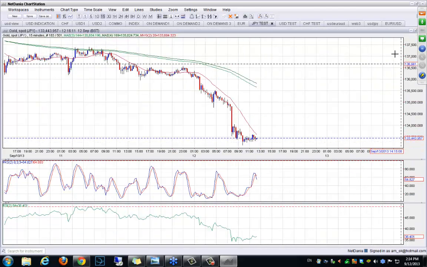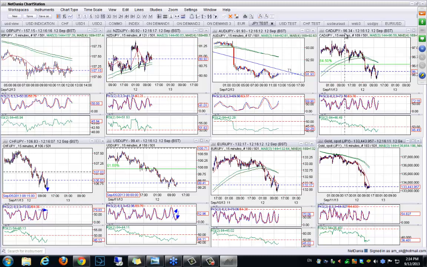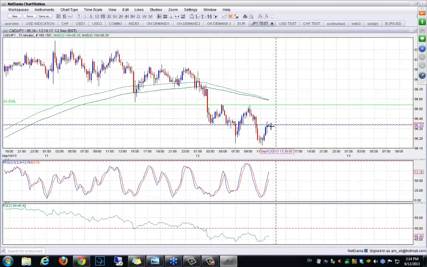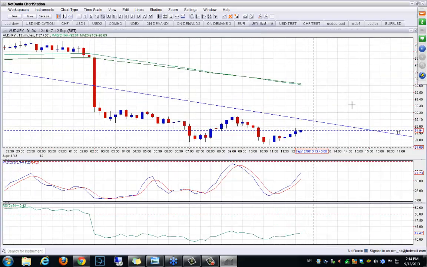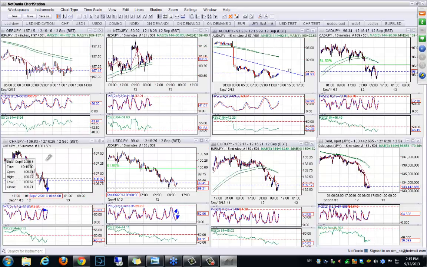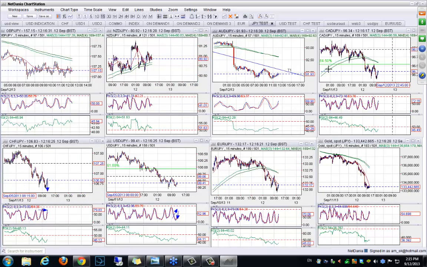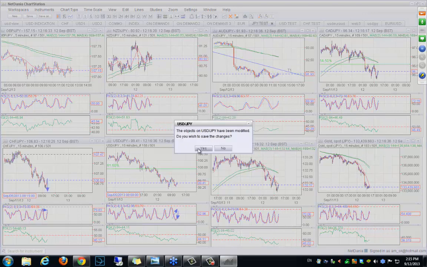The gold should drop down as well. The Canadian dollar, as I said, a bit more uptrend, and then we will see a downtrend falling. And the Australian dollar should show the same movement as well. So we've got something like 1, 2, 3, 4, 5 good trades on the Japanese yen. All of them will begin at the same time. Let's go to the on-demand instruments.